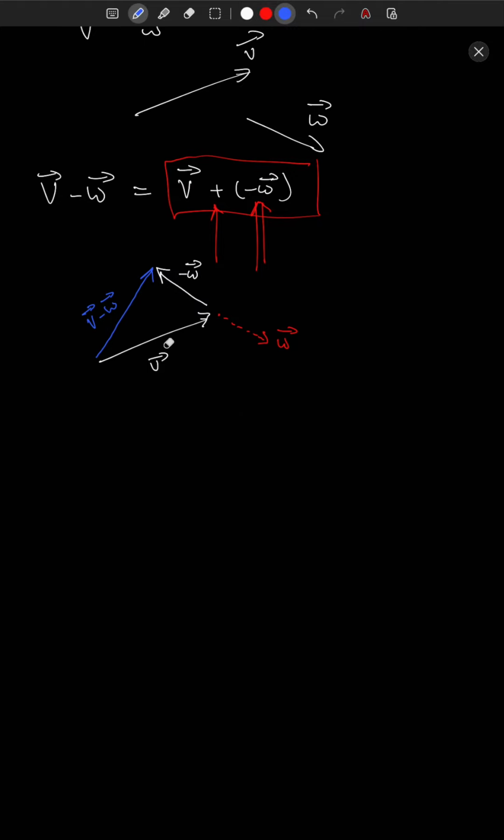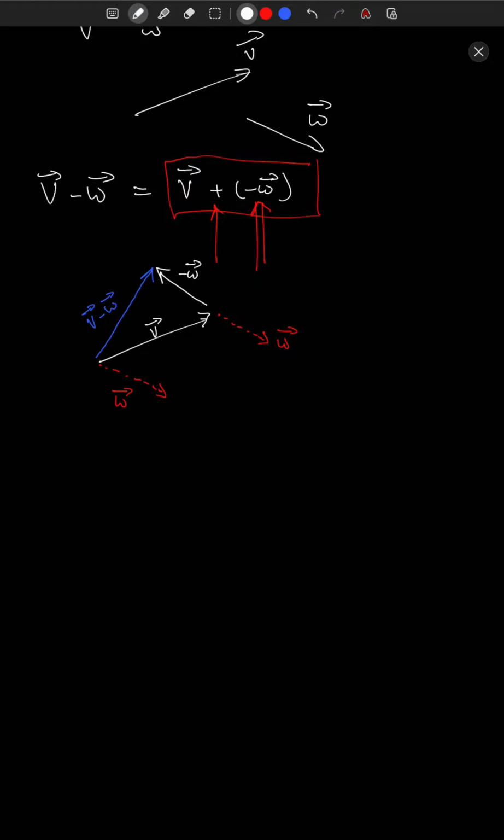Okay, let me actually put this over here. Sorry. Let me put this over here. Okay, so that's one way to subtract two vectors. But you can take another point of view where you can draw v and you can draw w, just the regular w. So let me again do that in red here. Right, here's the regular w.